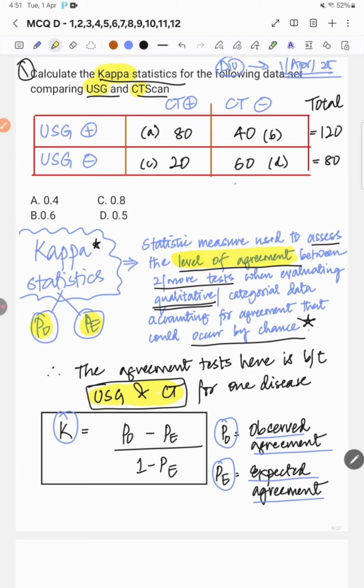What is PO? It is the observed agreement between the two tests. What is PE? It is what we expect. One we have seen, that is the observed. The one we are going to calculate is the expected.